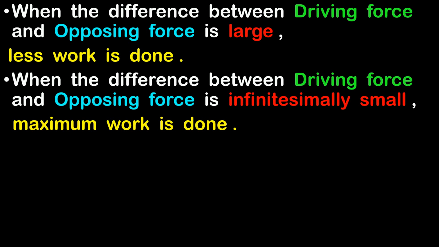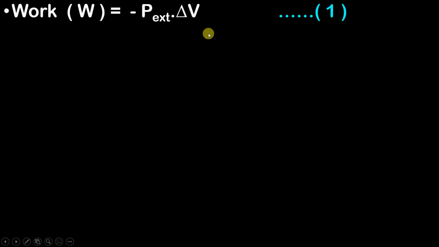You might be thinking that I am just saying anything, but I will prove to you all mathematically why this is true. So, what is work? We all know the formula for work is nothing but minus P external, the external pressure, into change in volume. Now let us keep this formula aside for 2 minutes and name this equation number 1.